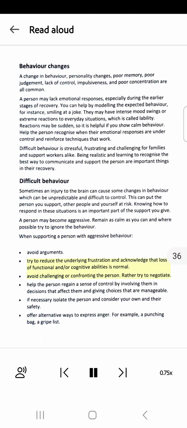Rather try to negotiate. Help the person regain a sense of control by involving them in decisions that affect them and giving choices that are manageable. If necessary, isolate the person and consider your own and their safety. Offer alternative ways to express anger. For example, a punching bag, a gripe list.